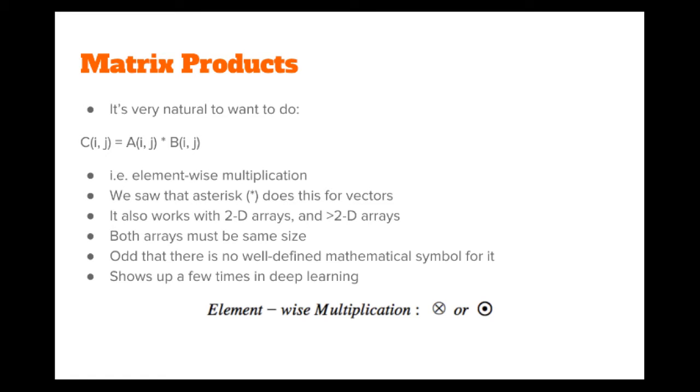Another thing that's odd when we're writing down mathematical equations is that there isn't even a well-defined symbol for element-wise multiplication. Sometimes researchers use a circle with a dot inside it. Sometimes they use a circle with an X inside it. But there doesn't seem to be a standard way of writing it in math, even though it shows up quite a bit in machine learning due to the way gradients work.